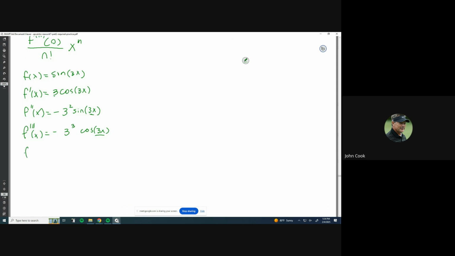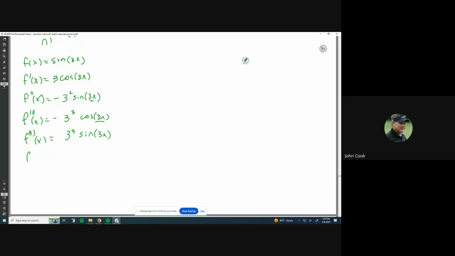The next derivative after that, so the fourth derivative. If I take the derivative again, now it's going to be a positive sine of 3x, and now it's going to be 3 to the fourth power. And then finally, my fifth derivative is going to be 3 to the fifth power, and then cosine of 3x. So there's my first 5 derivatives.